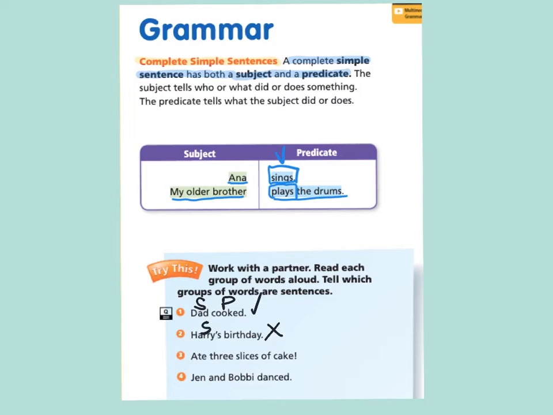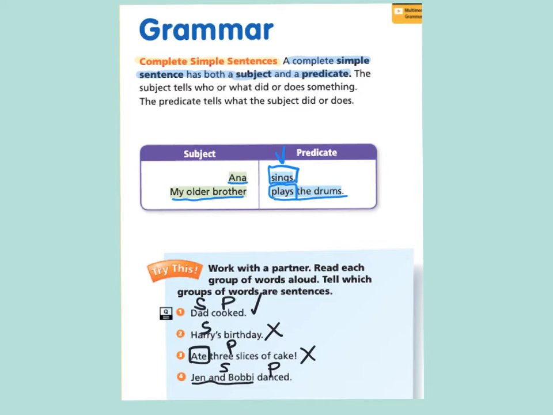Ate 3 slices of cake. That starts with a verb, ate. So this has a predicate, but is there a subject? Nope. So this is not a complete simple sentence. Jen and Bobby danced. What's our subject? Jen and Bobby, that whole thing is our subject. What did they do? They danced. That's our predicate.